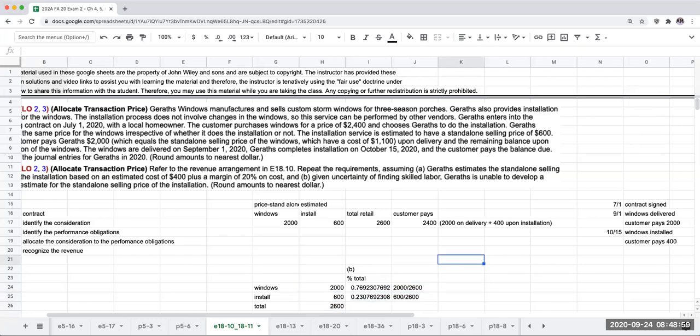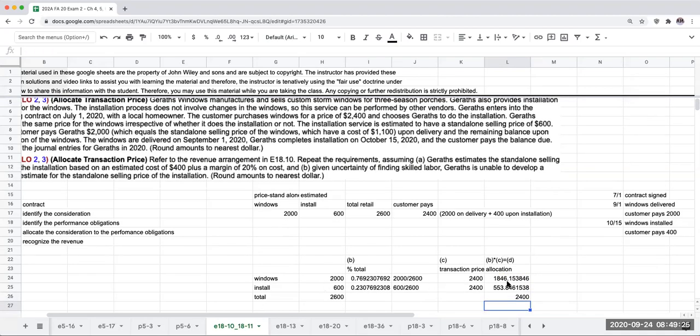Now, over here is my transaction price, which is 2,400. When I multiply B times C, this is going to be my allocation. So if I take 76% times 2,400, 23% times 2,400. So what this is telling me is I'm going to be allocating in terms of this price.